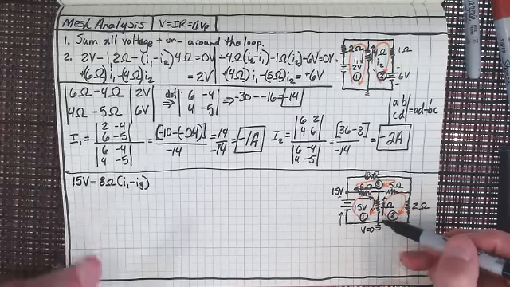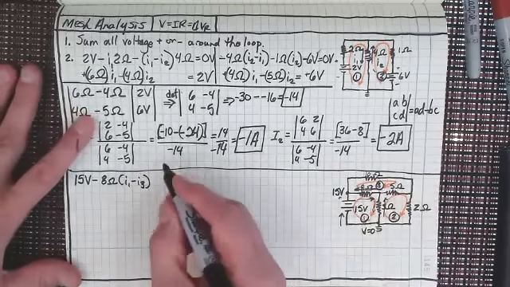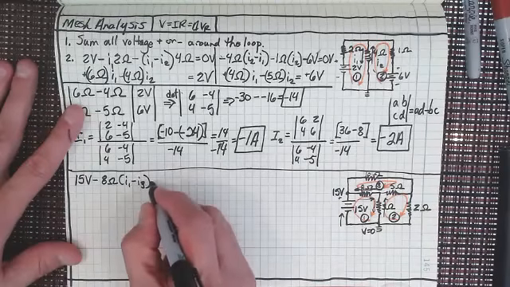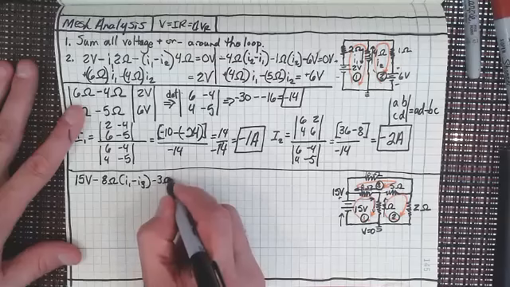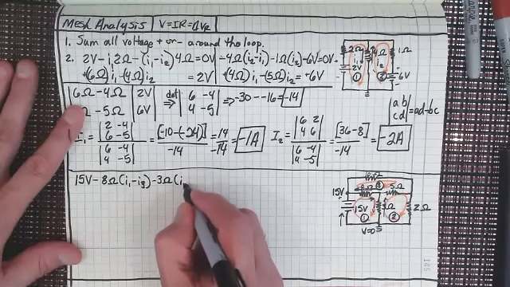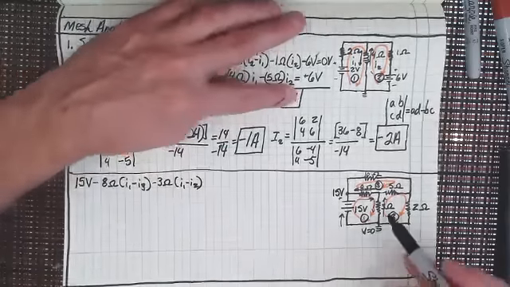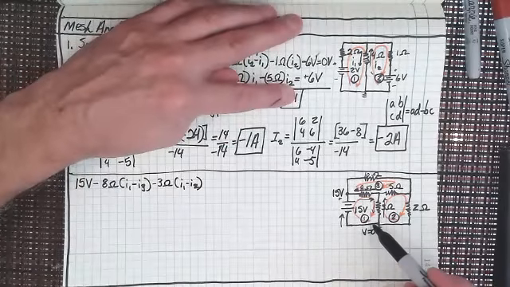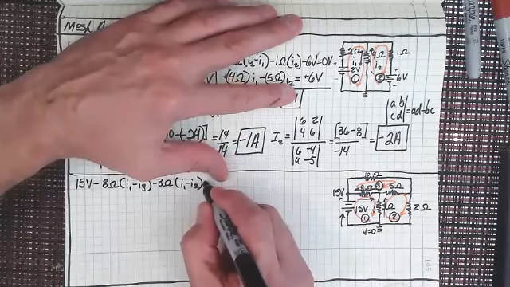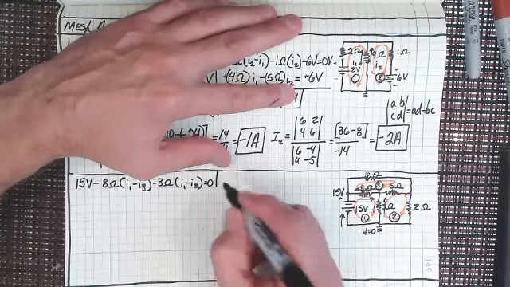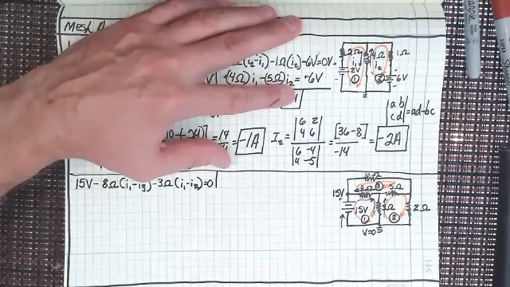So it'd be I1 minus I2. So minus 3 ohms, I sub 1 minus I sub 2. All right. And then we've got the last one down here. We've got nothing. So that equals 0. Well, that's our first one that we've got right there.